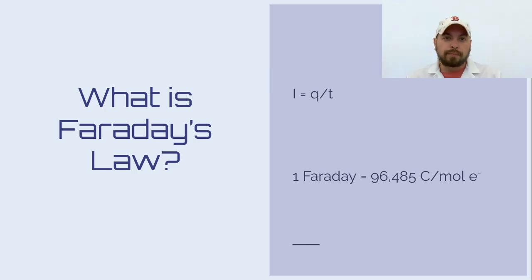Faraday's law really, in the end, comes down to just a single equation. Now, Faraday's law is bigger than this equation, but as we need to understand it for this class, Faraday's law can be summed up with the equation I, which is your current, in amps, is equal to Q, which in this case is charge, in coulombs, divided by t, which is time, in seconds. This is an equation that is on your formula sheet. You do not have to memorize it.